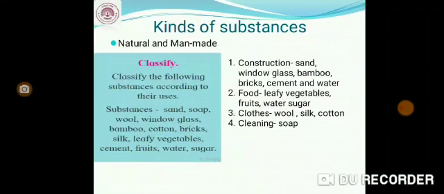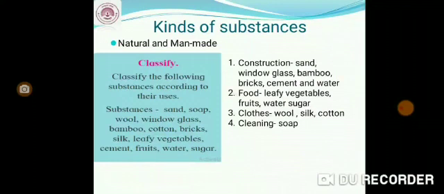So now according to the use. Now, what are the different uses that you see? For example, if you start with sand, sand can be used for construction purpose. So let our first point for classification be construction. So what other things can be used apart from sand? So for construction, sand, window glass, bamboo, bricks, cement and water can be used. Now the second one: food. Leafy vegetables, fruits, water and sugar. Isn't it?